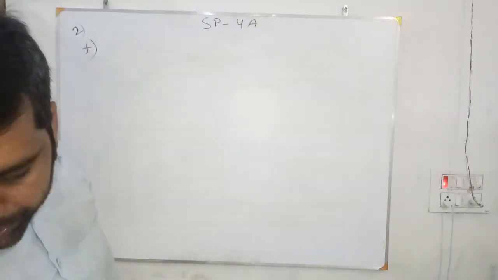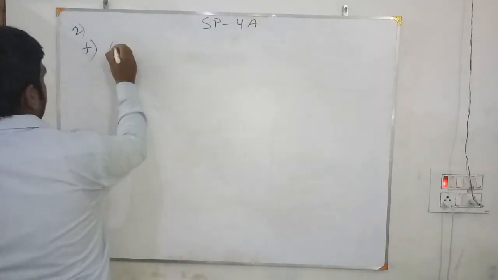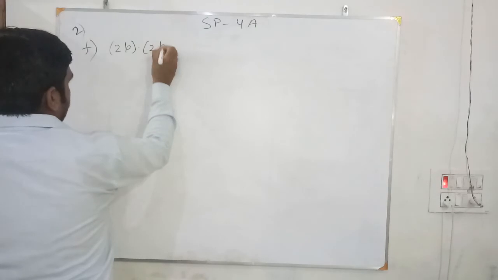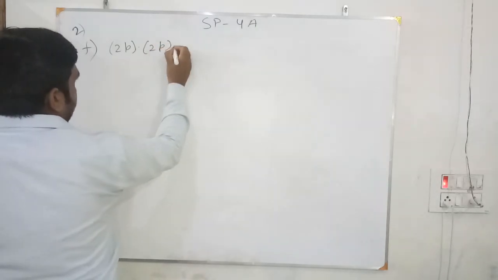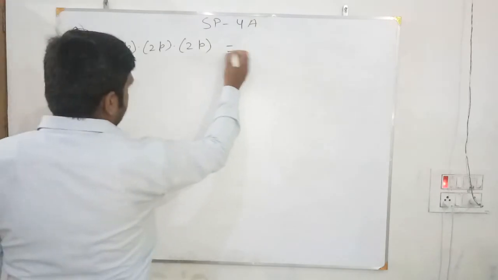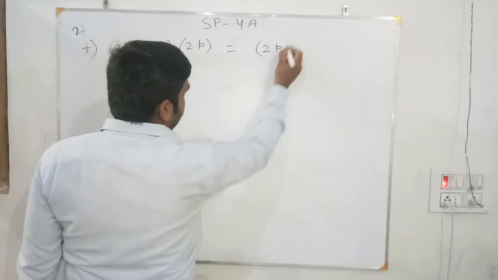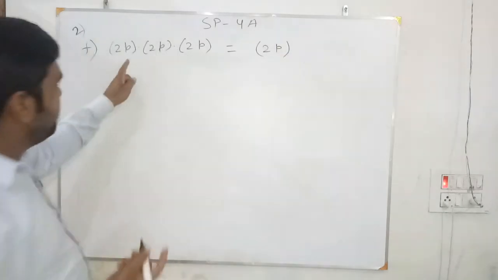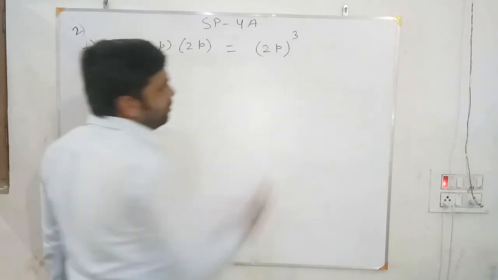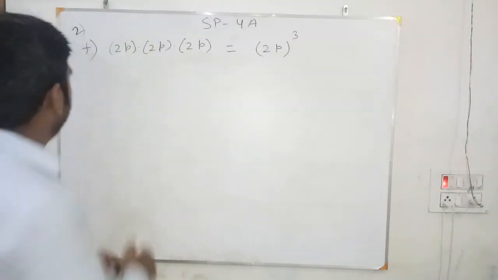See the question: 2p is multiplied by itself 3 times here. The base is 2p, and how many times is this base multiplied by itself? 1, 2, 3, 3 times. So 2p to the power 3. Now we do 2g.